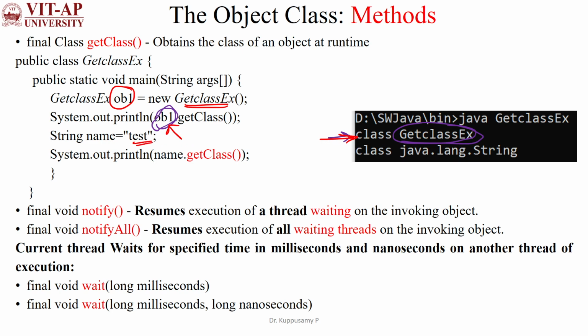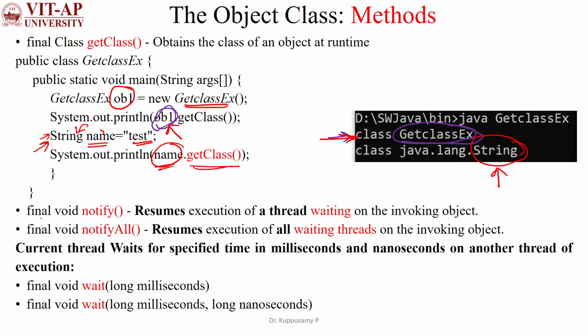Then test is assigned to the name, which is string data type. String is a built-in library class. This name is the variable belonging to the built-in data type String, which is one of the classes in Java programming. So this name belongs to the class String. I hope you understand.